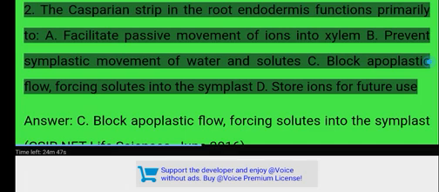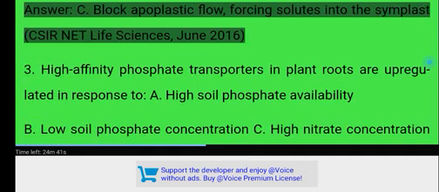2. The Casparian strip in the root endodermis functions primarily to: A. Facilitate passive movement of ions into xylem. B. Prevent symplastic movement of water and solutes. C. Block apoplastic flow, forcing solutes into the symplast. D. Store ions for future use. Answer: C. Block apoplastic flow, forcing solutes into the symplast. CSIR NET Life Sciences, June 2016.